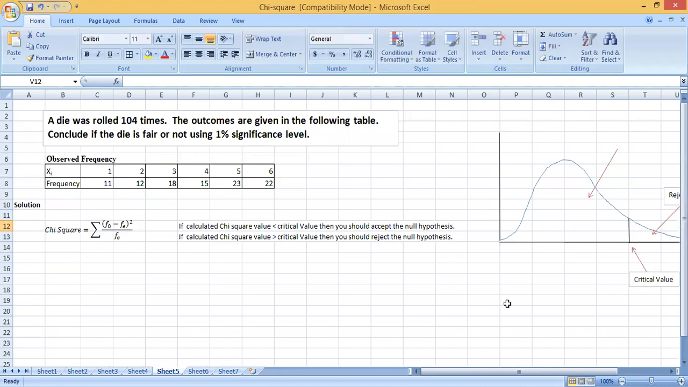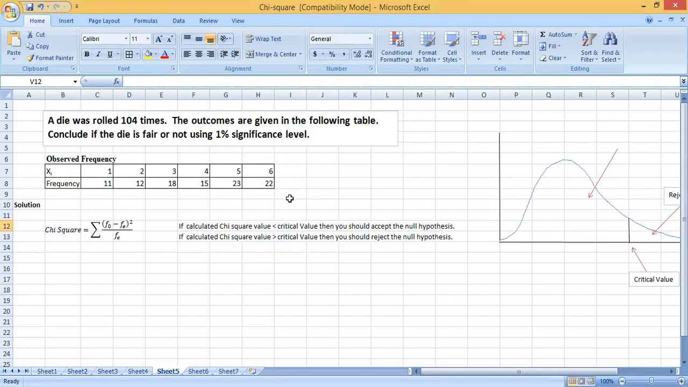Look, here a die was rolled 104 times. The outcomes are given in the following table, and we have to conclude whether the die is fair or not using a 1% significance level.